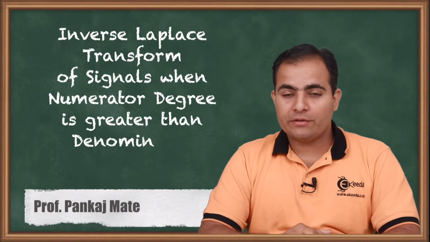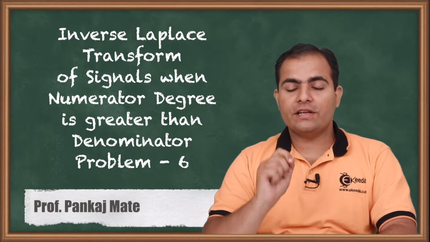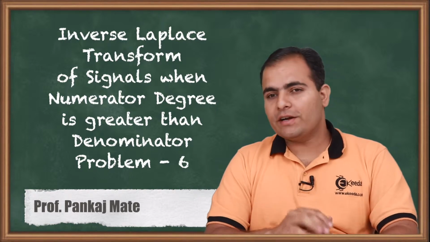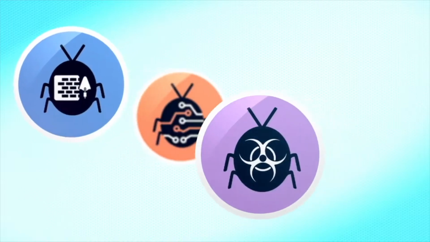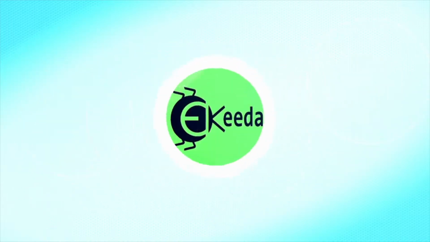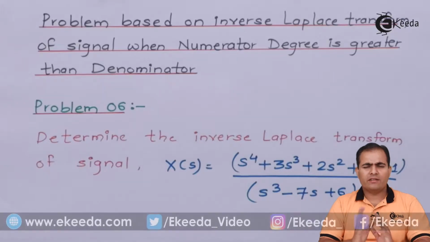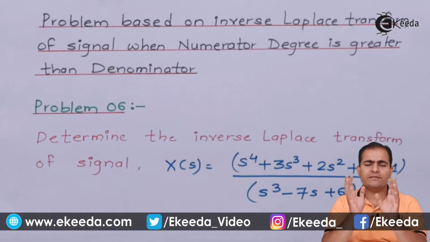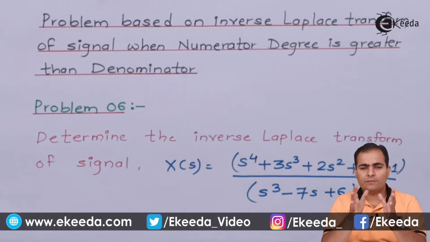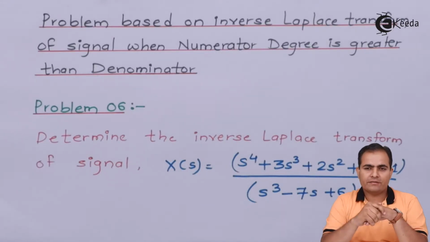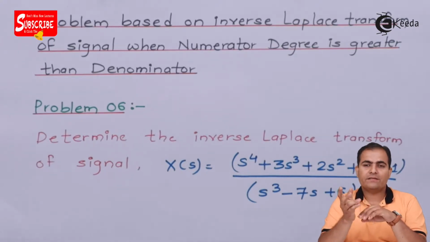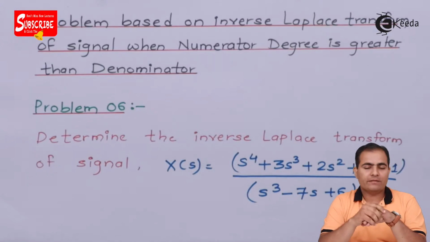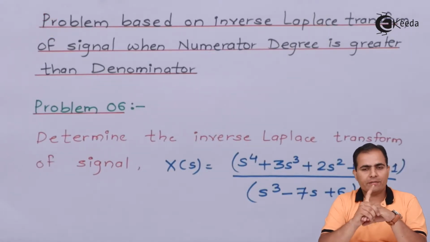Hello friends, and today we are going to study the last numerical, which is based on the inverse Laplace transform of signals when the numerator degree is greater than the denominator. Now basically, till now you have got enough idea how to solve this function. Much more important is the division factor. How many times do you have to divide the numerator by the denominator? It depends on the degree difference. If the degrees of numerator and denominator are equal, then we have to divide the numerator once.